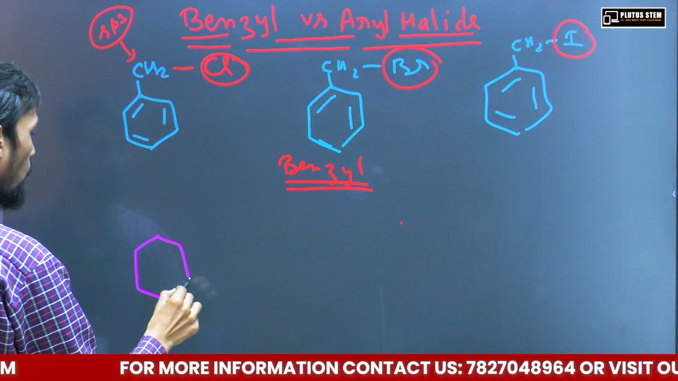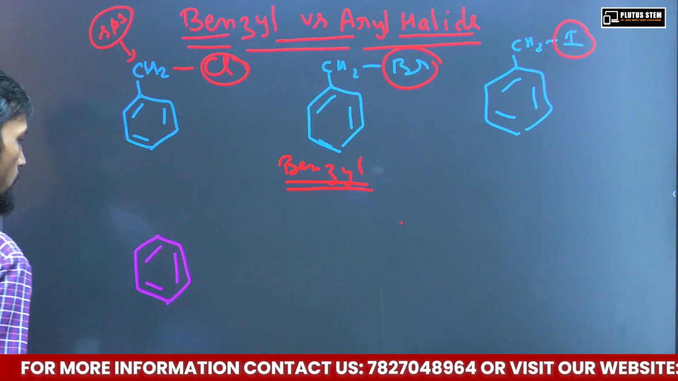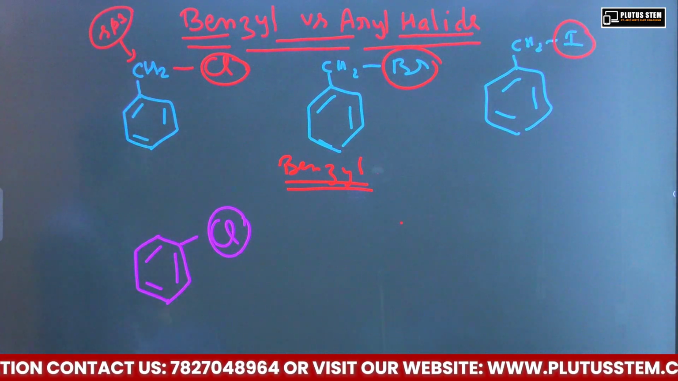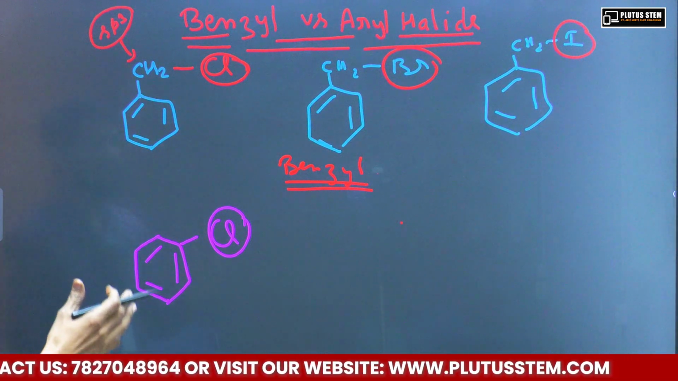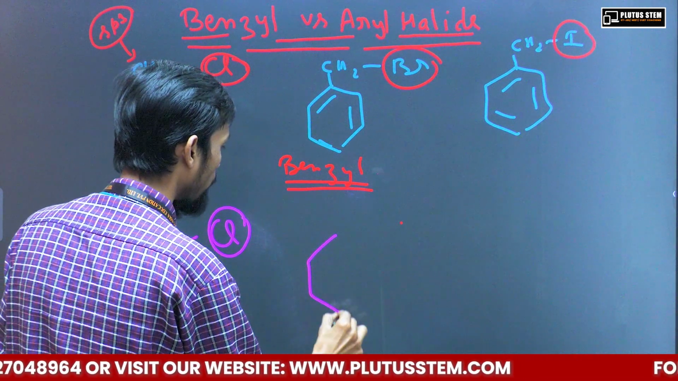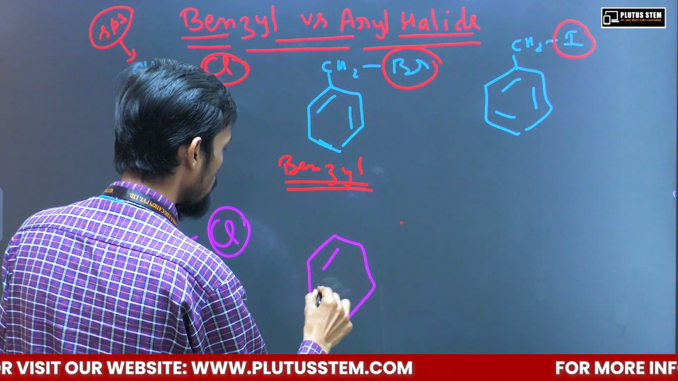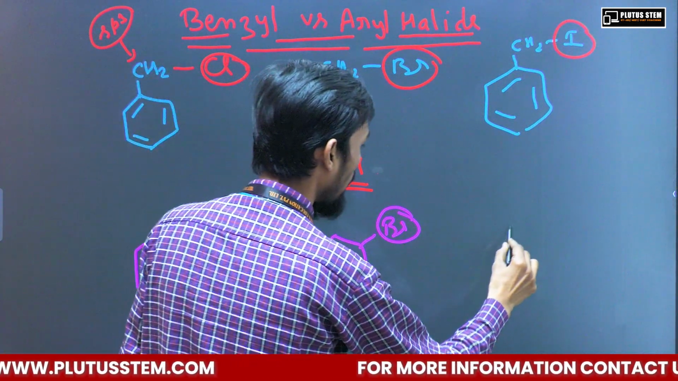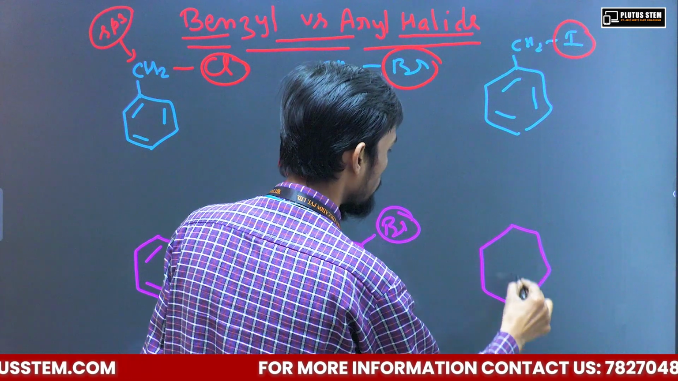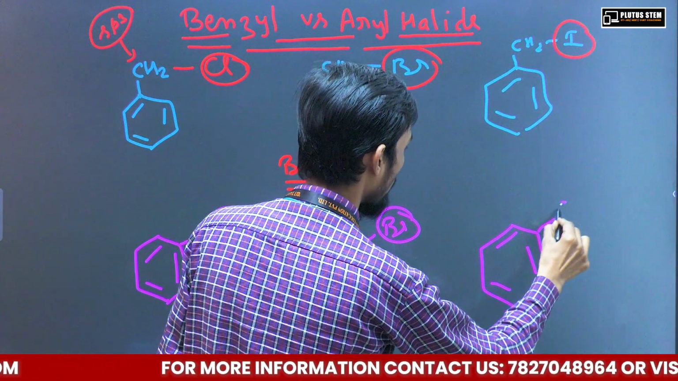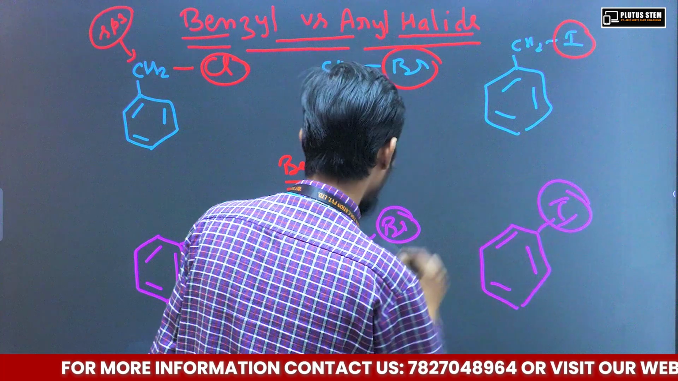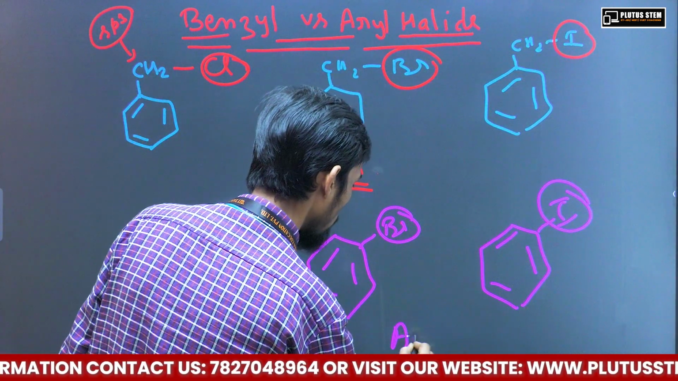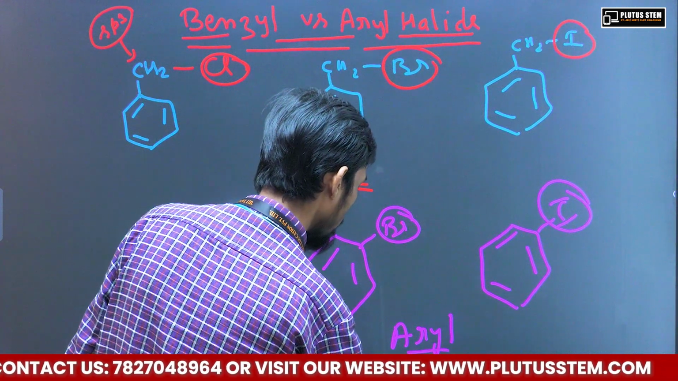this is an aromatic ring. The direct attachment of any halogen to this ring is known as aryl. It can be any halogen. We can have chlorine, bromine, iodine, fluorine. So the direct attachment to the aromatic ring or benzene ring will be termed as aryl halide. These are aryl.